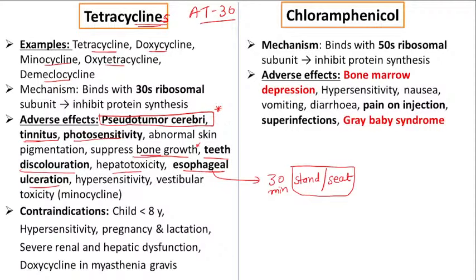Yeah, the vestibular toxicity, that is also ototoxicity, which is more with the minocycline. देखिए यहाँ पे मैंने minocycline का नाम लिखा हुआ है स्पेसिफिकली, तो इसका मतलब क्या हुआ कि minocycline के अंदर ये टॉक्सिसिटी ज्यादा है.